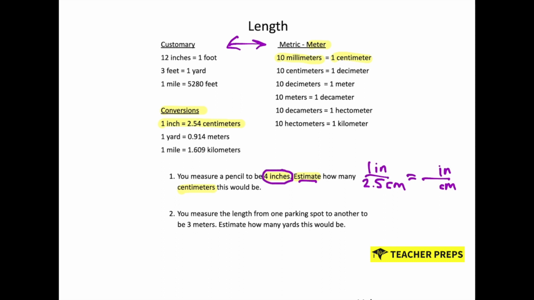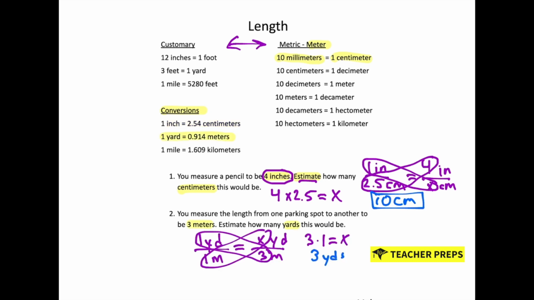Now we can plug in what we know. We know 4 inches, and we're looking for how many centimeters that is. When you solve these, you can cross multiply. That means that we have 4 times 2.5 equals 1 times x, which is just x. So we need to take 4 times 2.5. That's 10. So we know a good estimation is about 10 centimeters. Now pause the video and try the second one on your own. When you solve this, you should have gotten about 3 yards.